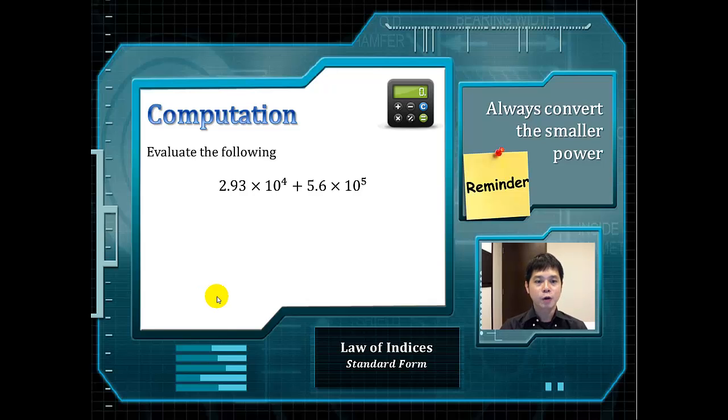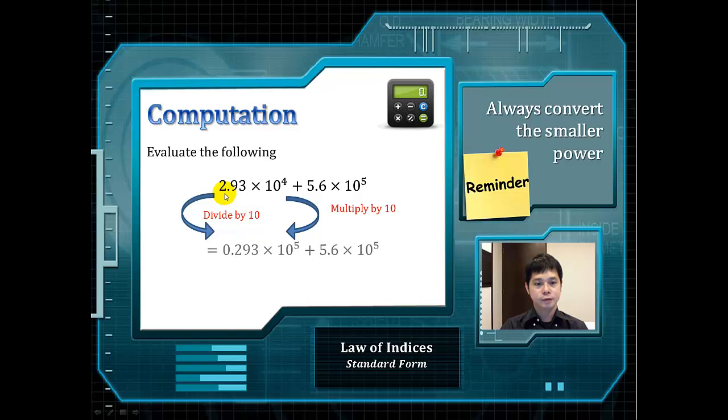We shall now do some computation. Evaluate the following expression. As a reminder, always convert the smaller power. In this case, the smaller power is 4. To convert this to power 5, we have to multiply this by 10 and divide this by 10. The result is this. We can now factorize out 10 to the power of 5 and simply add 0.293 to 5.6. The final result is 5.893 times 10 to the power of 5.